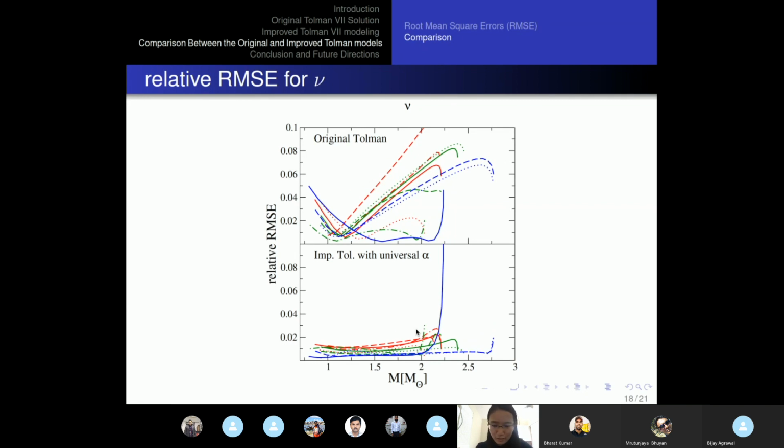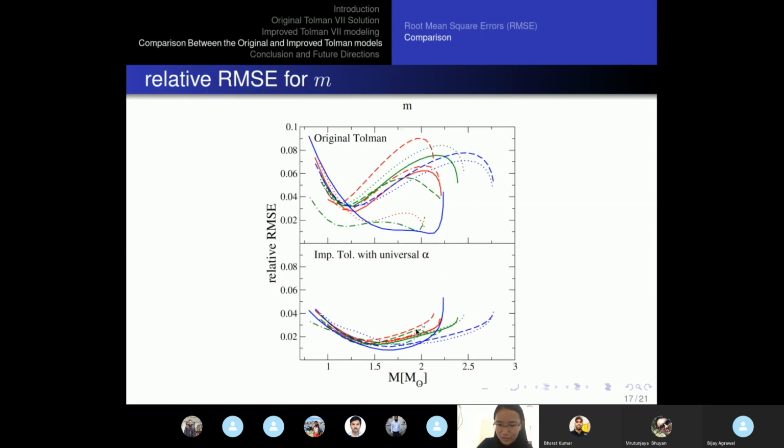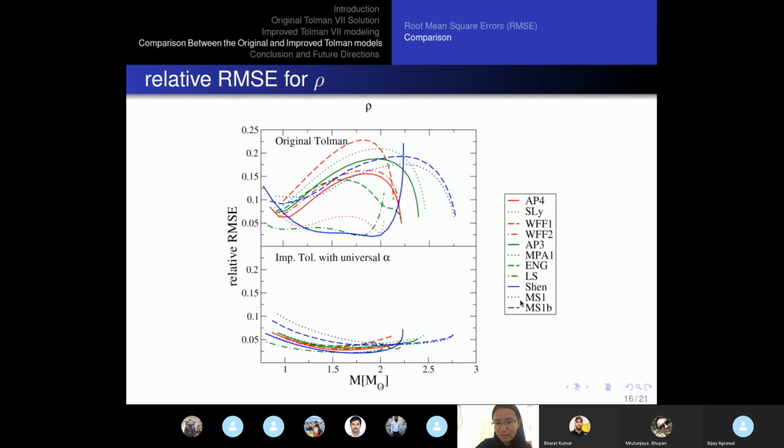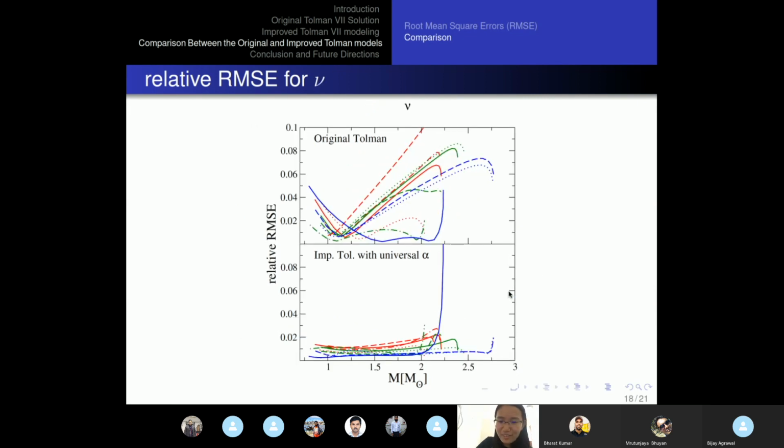For nu, we also have this good behavior. You can notice that there is one equation of state which has a pretty bad result, this blue one. Actually, this is Shen. This equation of state is nearly ruled out by LIGO's discovery, so I think it is fine.